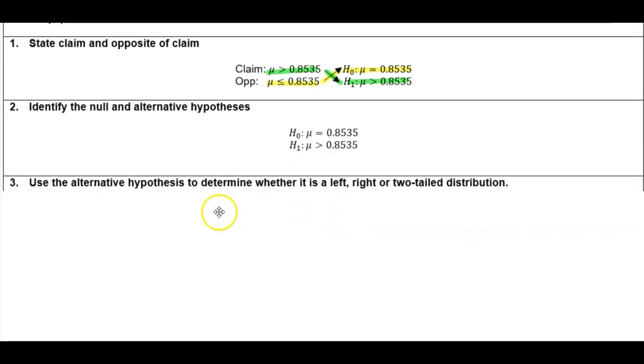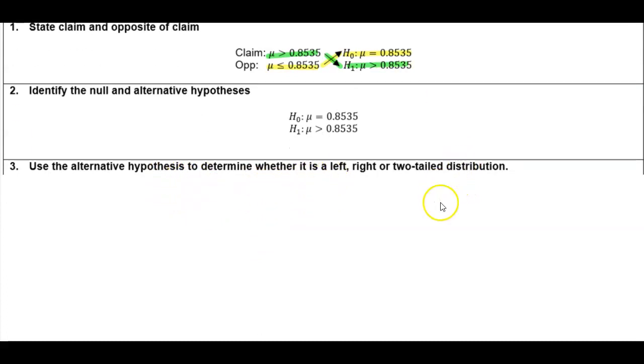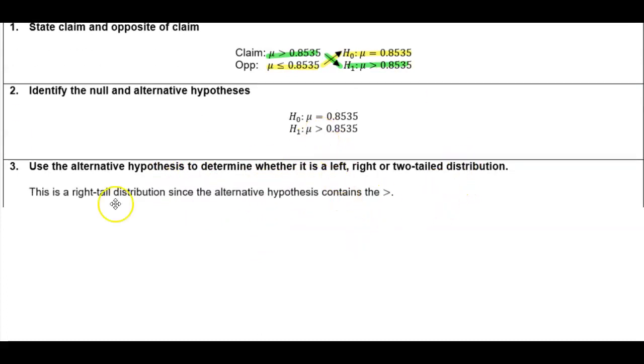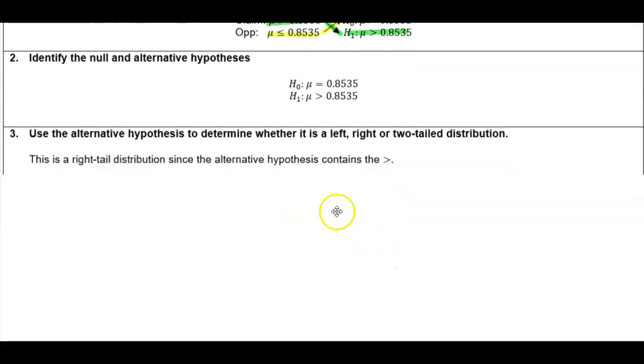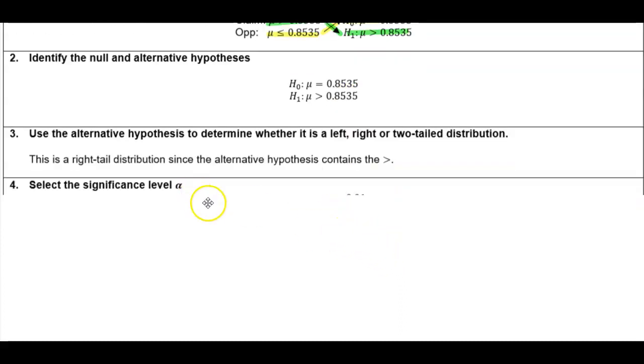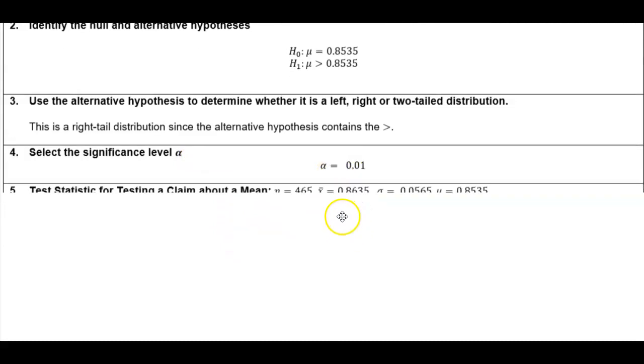Number three, we're going to use the alternative hypothesis to determine whether it is a left, right, or two-tailed distribution. Well, this is a right-tailed distribution since the alternative hypothesis contains the greater than symbol. And then select the significance level. In the problem, it states the significance level is to be tested at 0.01.